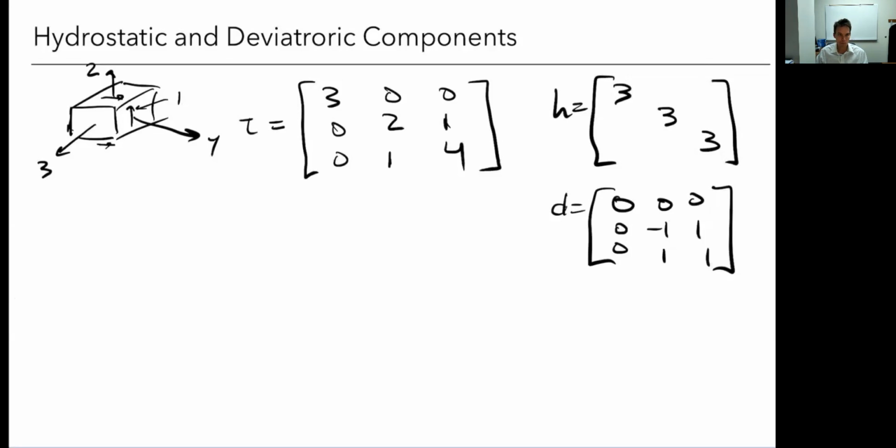So in our case, I guess I'll just go through the math here. The hydrostatic component, if we were to write it in tensor notation, is the average of the diagonal components. To get the diagonal components, I just sum across the diagonal. And it's times an identity matrix, which in tensor notation is going to be the Kronecker delta, right? So this is my hydrostatic component of the stress tensor.